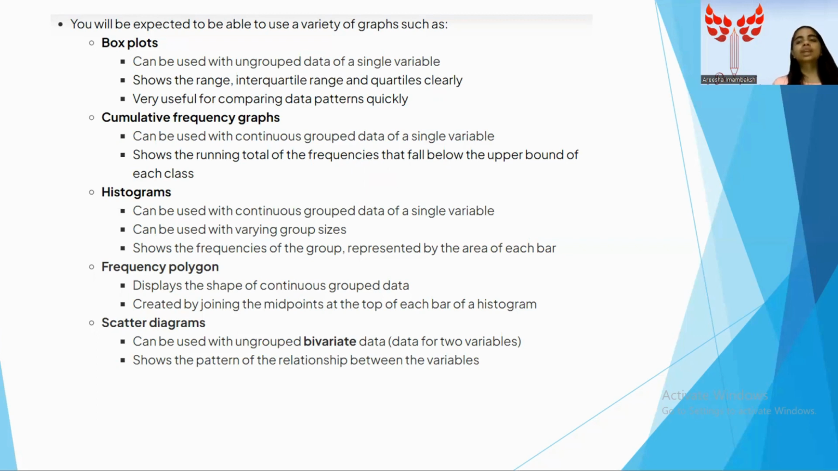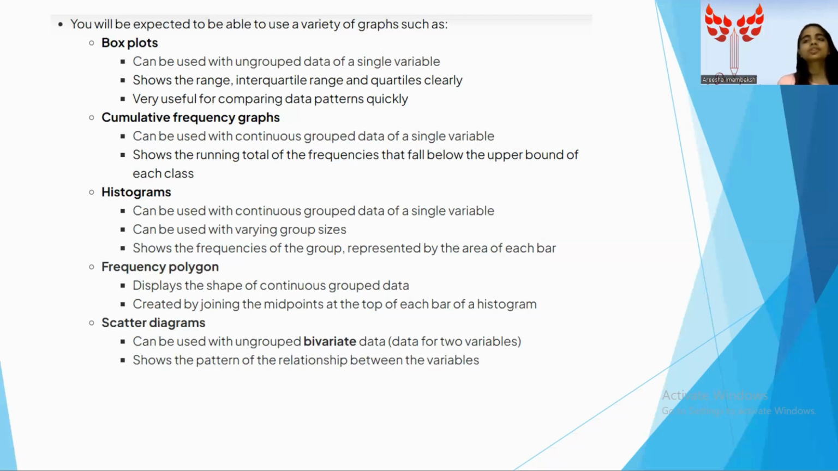It is used in a case in which you have to compare maybe two groups, let's say females and males in a running race. It quickly shows you the median, the interquartile range, the quartiles, the range, right? And it is useful for comparing, as I mentioned. Then cumulative frequency graphs can be used for continuous group data of a single variable. It shows the total, the cumulative frequency, which falls below the upper bound of each class, right?